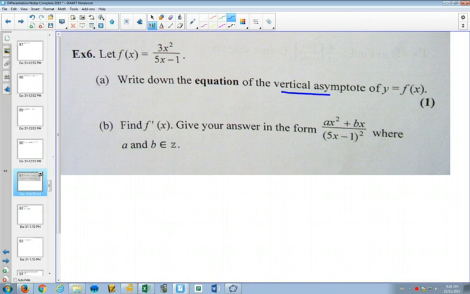So where do we have vertical asymptotes on a function? We have vertical asymptotes where we have non-permissible values. Are there any non-permissible values in this question? Yes, there are. When x is equal to 1/5, then you would be dividing by 0. So x equals 1/5 would be a vertical asymptote in this function.